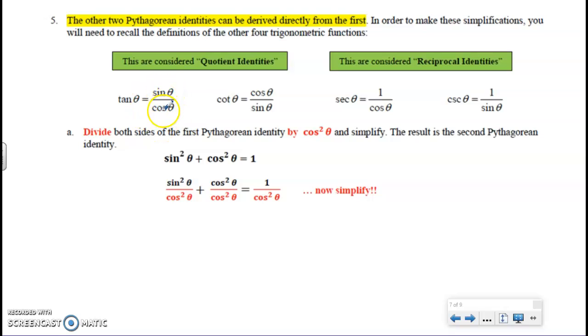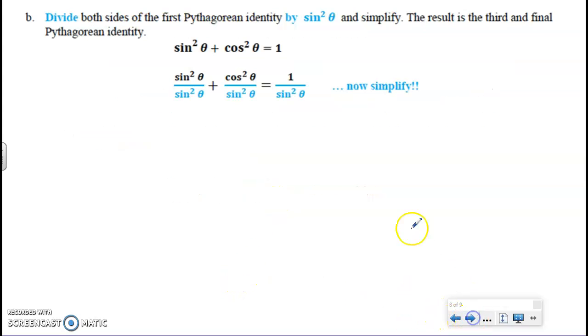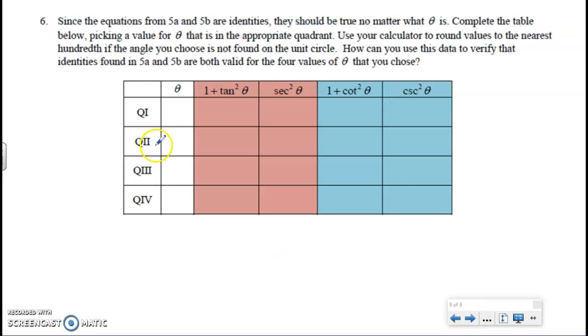Remember, tangent is sine over cosine, cotangent is cosine over sine, secant is 1 over cosine, and cosecant is 1 over sine. Take that original Pythagorean identity, divide by cosine squared on both sides, and simplify it. Then do the same thing, but divide by sine squared and simplify. Then you're going to fill in some more values here just to see how those work out, verifying those identities.